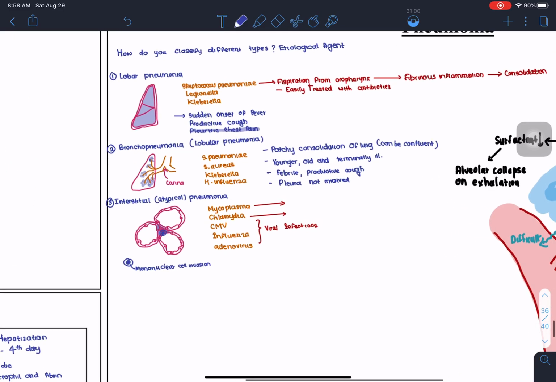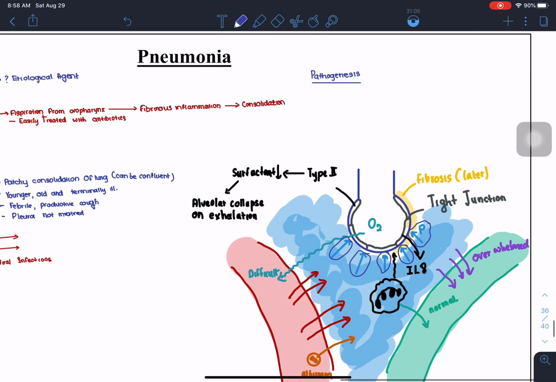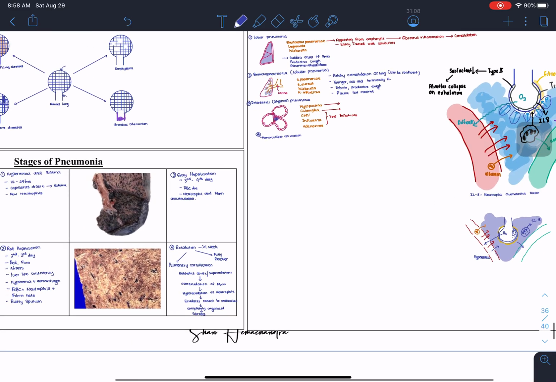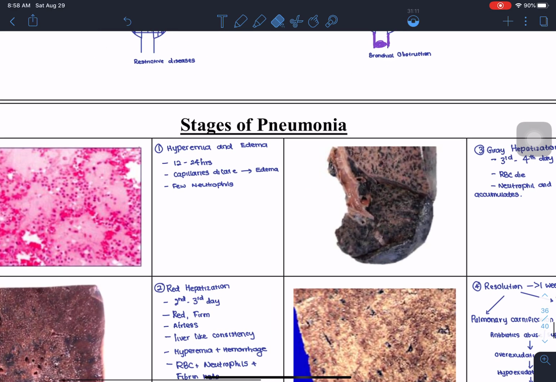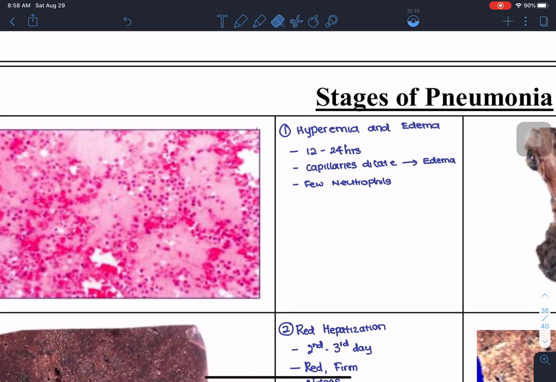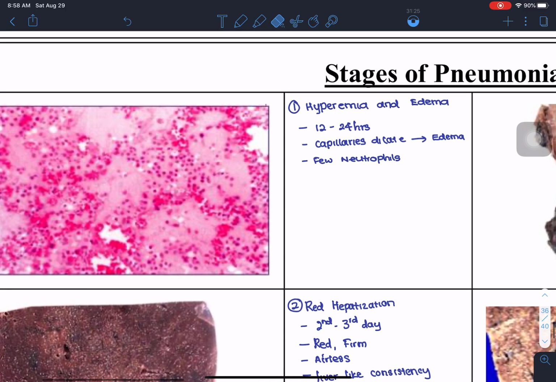So that is the pathogenesis of pneumonia. Remember, it's simply like this: fluid accumulation in the alveolar spaces. There are 4 stages of pneumonia. First, you have hyperemia, increased blood in that region, and edema. You have that in the first 12 to 24 hours.